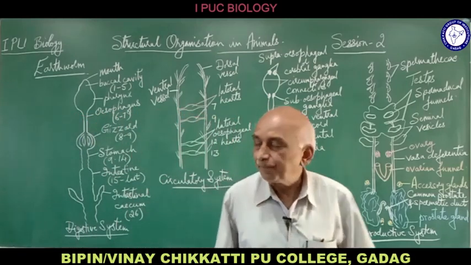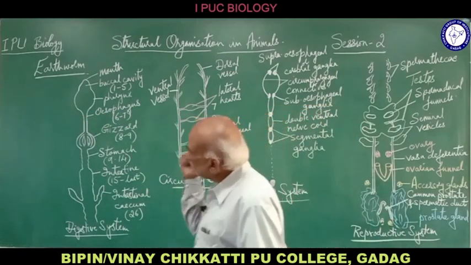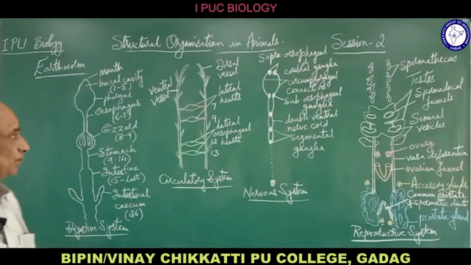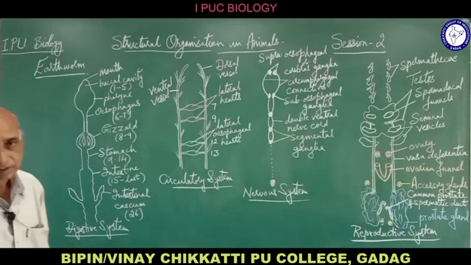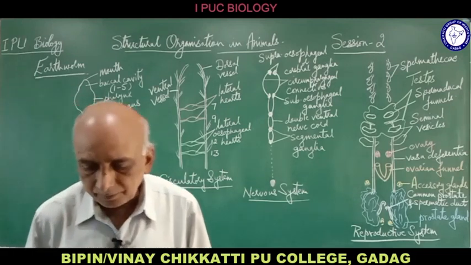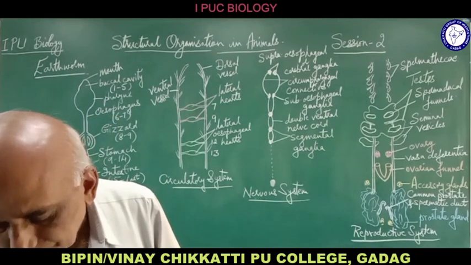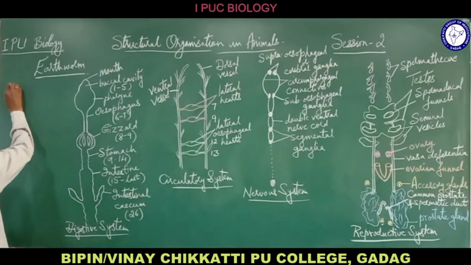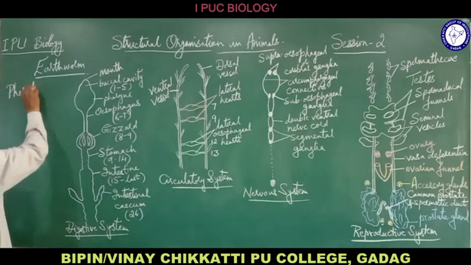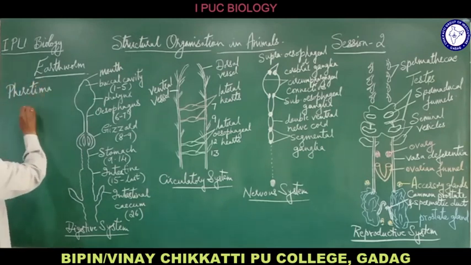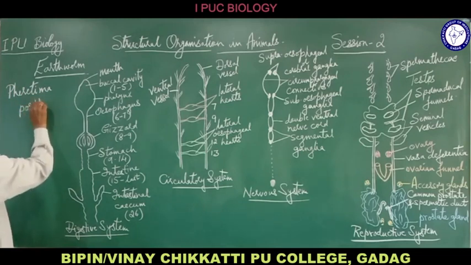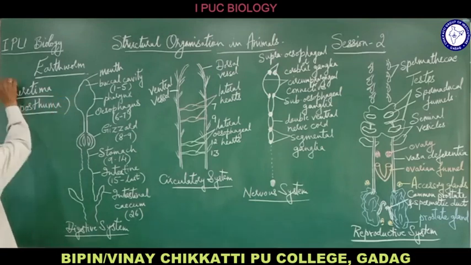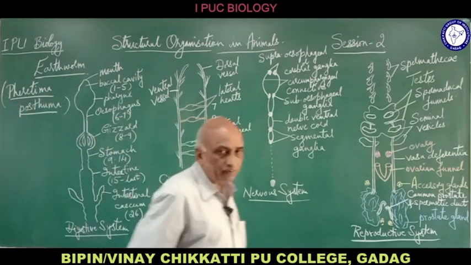So earthworm is a saprophytic animal which belongs to phylum Annelida. There are different species of earthworm actually. Now here we are studying one example, that is Pheretima posthuma. So this is the genus and species name of earthworm.